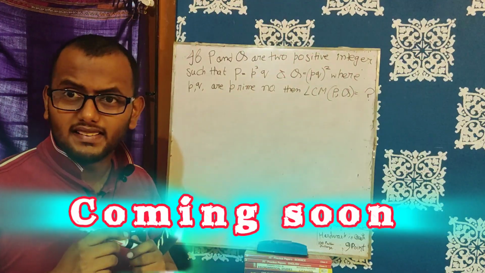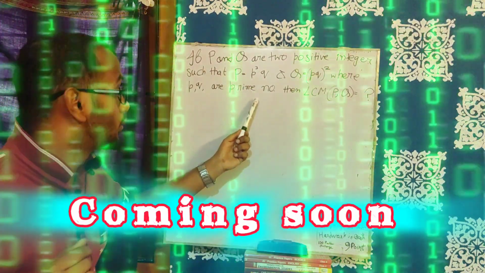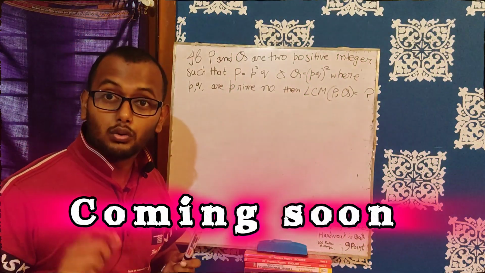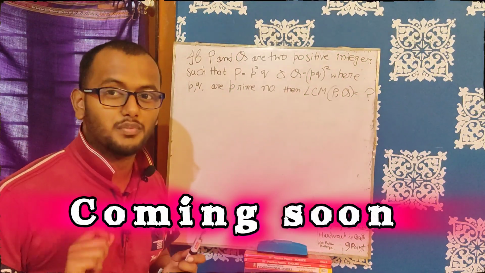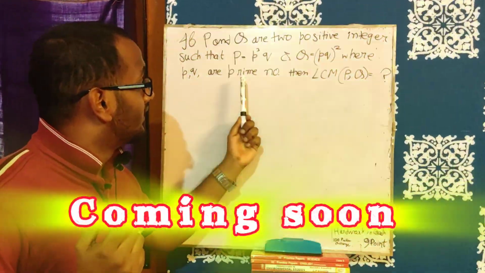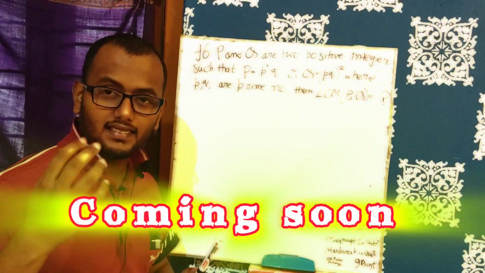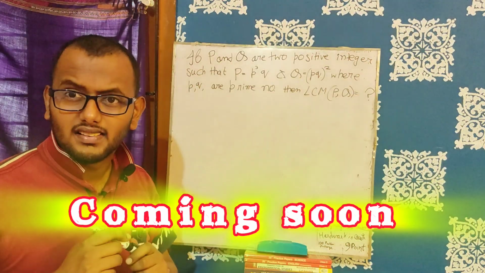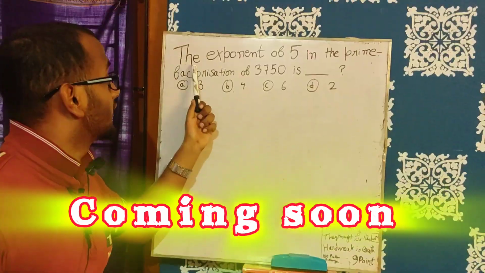P and Q are prime numbers. Capital P is equal to small p to the power whole cube into Q, and capital Q is equal to small p, small q, whole to the power cube, where small p and small q are prime numbers. Find the LCM of this one. Same as HCF. P and Q are prime numbers. Express the exponent of 5 in the prime factorization of 3750.